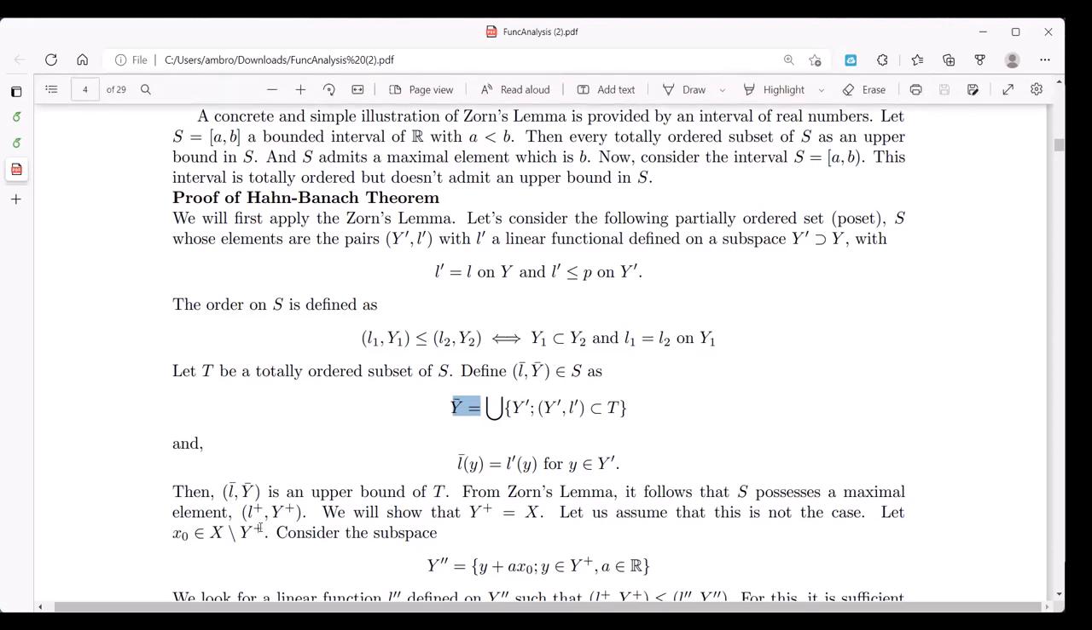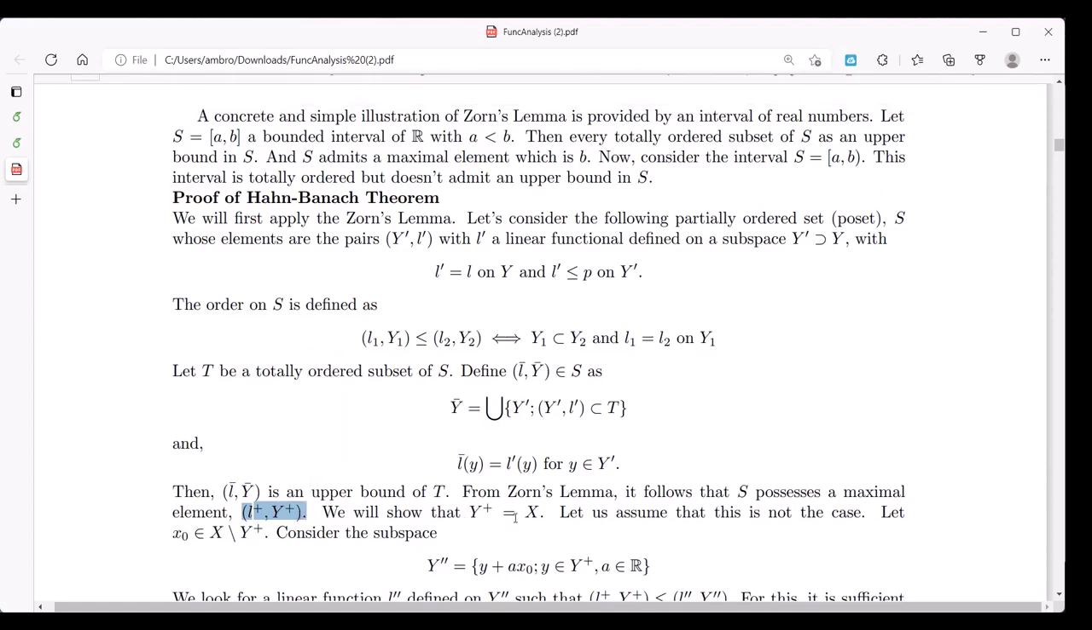From Zorn's lemma, it follows that S possesses a maximal element L plus, Y plus. Now we need to show that in fact Y plus equals X. When we do that, we will have our linear functional defined on X. Now you have L plus, which is defined on Y plus, and it satisfies all the conclusions of the theorem. But now we need to prove that in fact Y plus equals X.